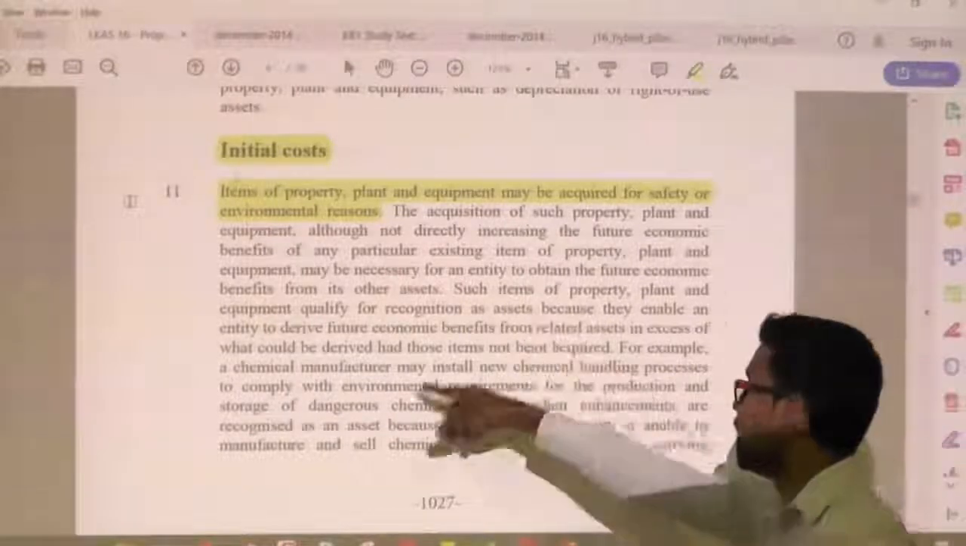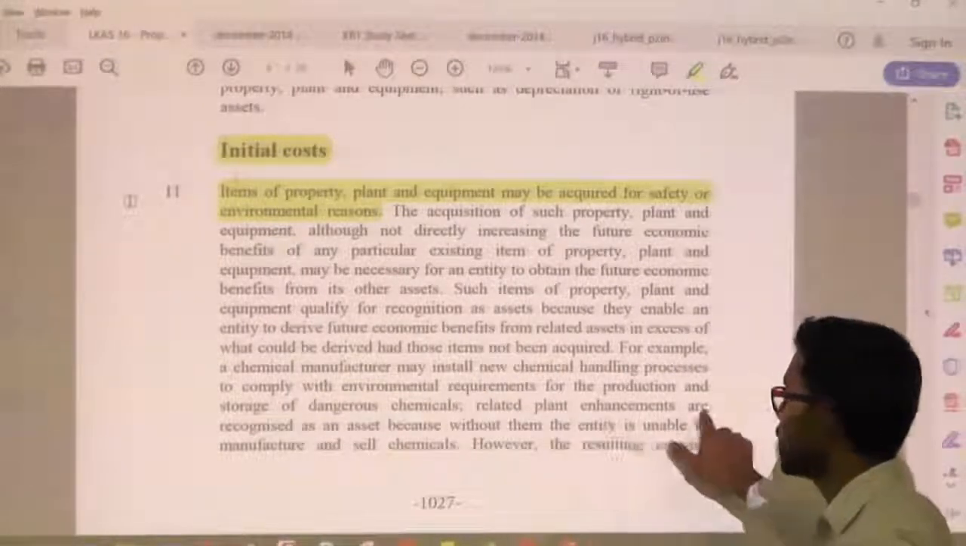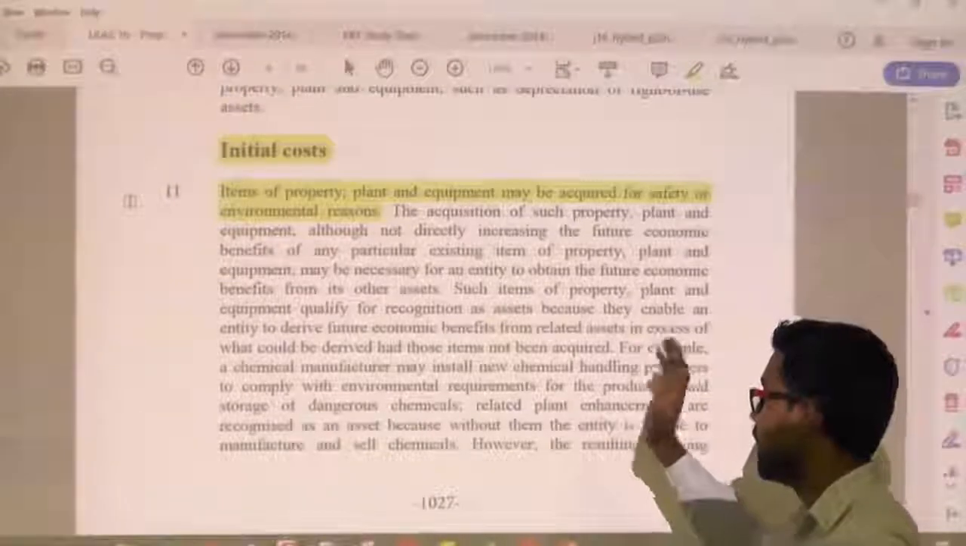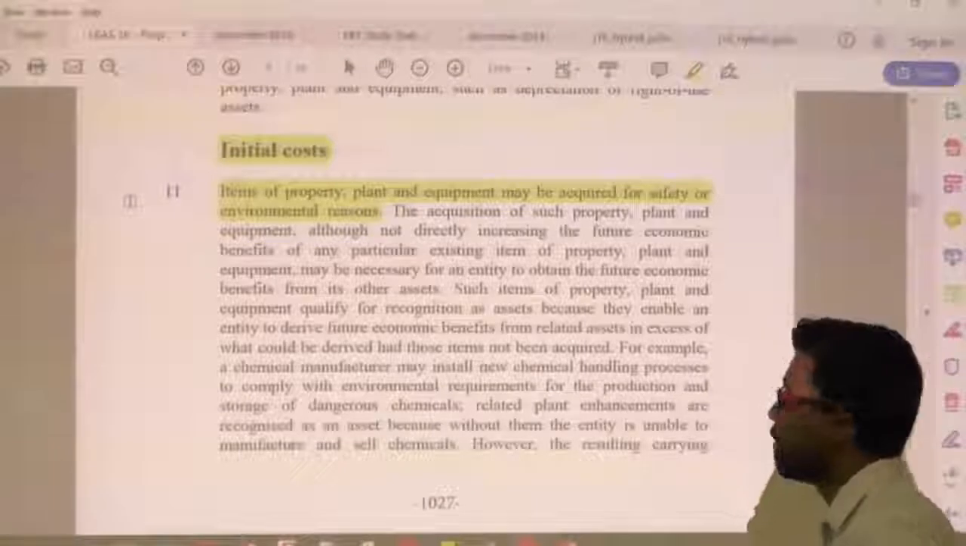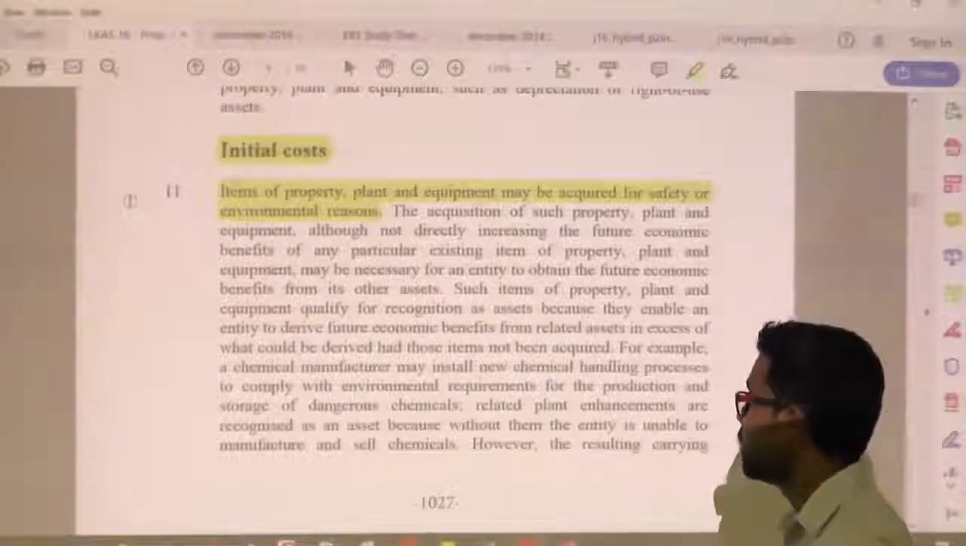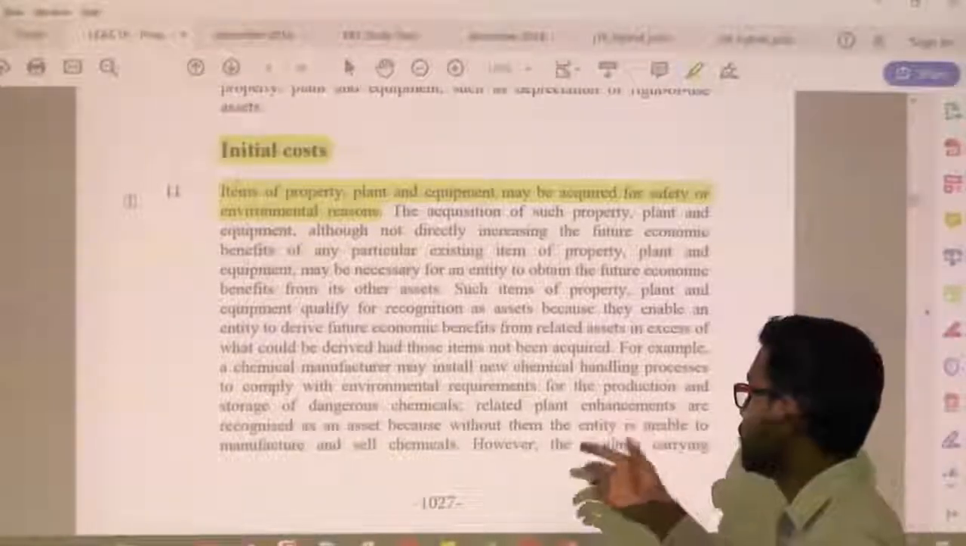So whatever the cost incurred for enhancement of that plant or building, for you to store in a different location or safe location, you have to identify and capitalize as an asset. Why? Because it is necessary for you to use this asset.